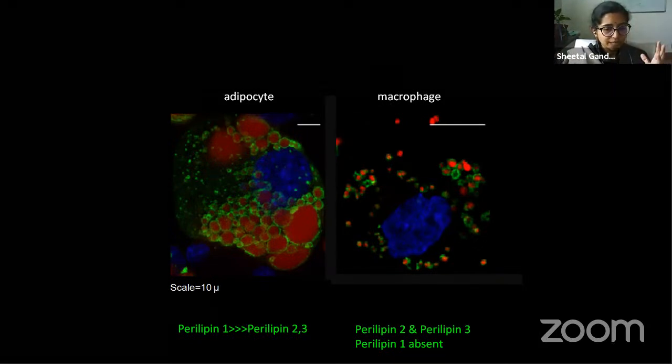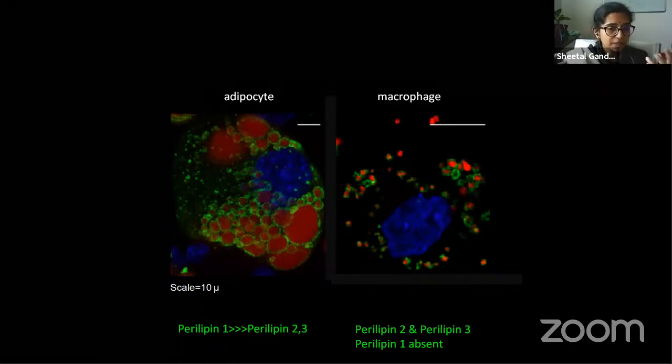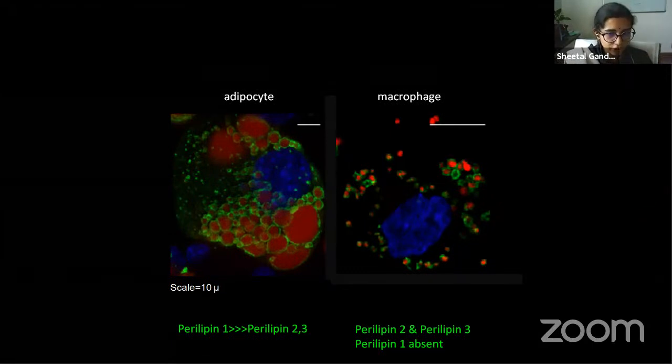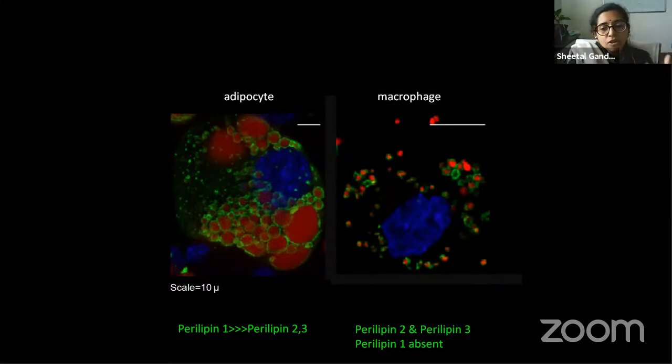Also, the coat proteins that are present on these droplets are very different across different cell types. So for example, in adipocytes, you have a protein called perilipin 1, which is visualized here in green. In case of macrophage, the protein that's being visualized is perilipin 2, and perilipin 1 is absent in this case. So different proteins mark lipid droplets of different cell types differentially. So it becomes almost a cell type specific protein composition of these organelles. And that's why studying them in the context of an infected cell becomes very important.